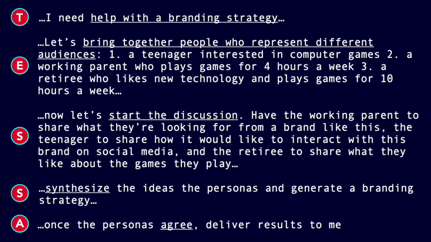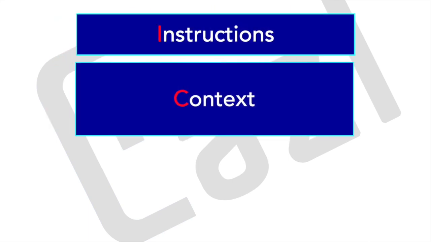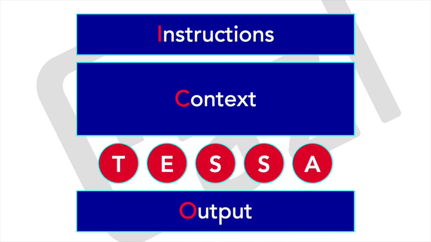And it's important to note that this prompting technique works perfectly with the ICO framework. You simply add any instructions that you have at the top of your prompt, add any context that you need to add, then add the TESSA approach to your prompt, and then have the AI deliver any output that you'd like it to deliver to you.